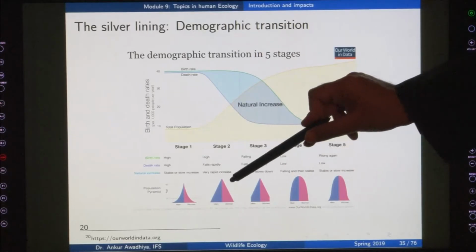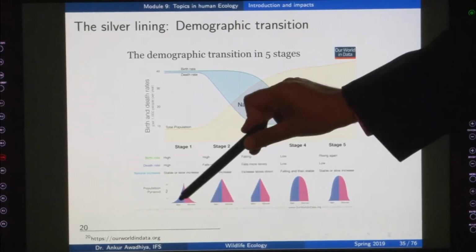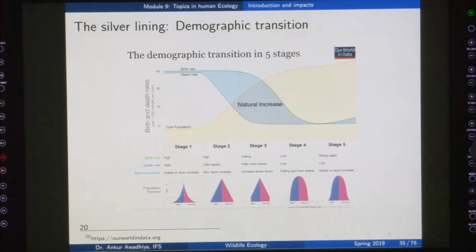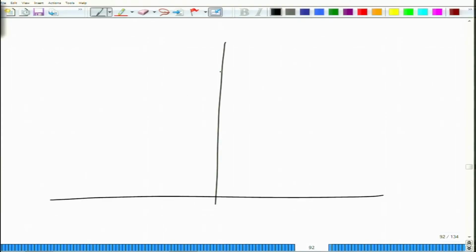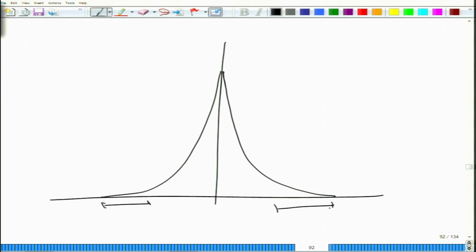Now, in the case of the second stage, you have a reduction in the death rates. So, suppose you have a population in which you have a very steep death rate. Now, if you reduce the death rates, these many individuals that were dying off will now survive, and your death rate will reduce. So, in this case the curve will become something like this.